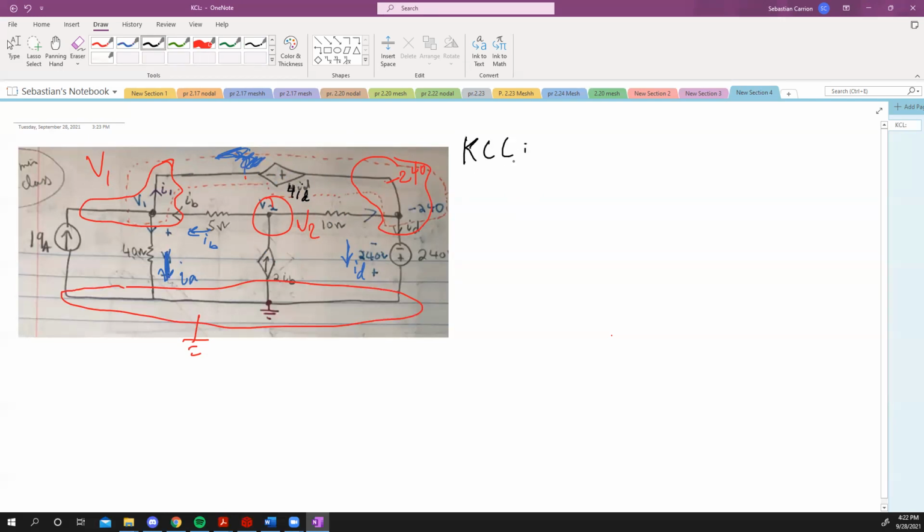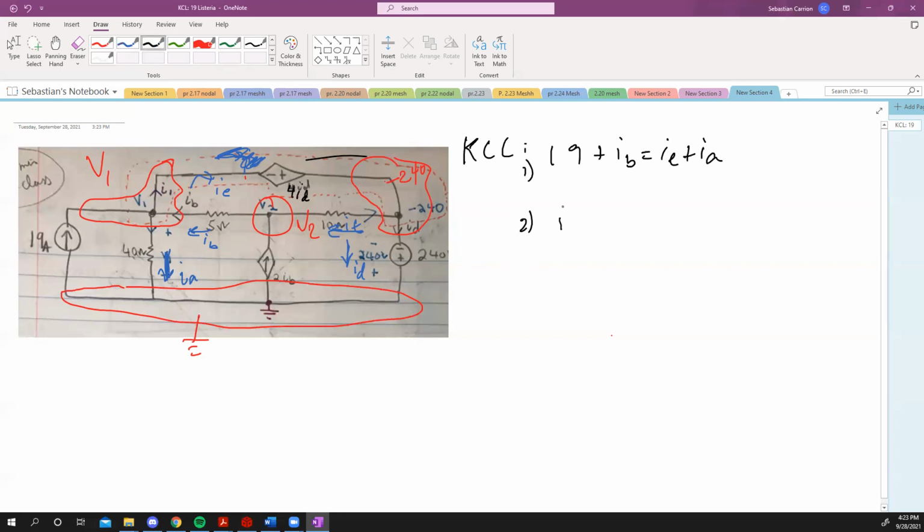KCL, we look at each node. For our node V1, we have 19 plus IB equals, actually, I'll call this IE, IE plus IA, right? That's the first equation. Second equation for V2. Oh, I forgot, is there a current here? We're not given one for that one, so I'm going to assume it's going this way. I'll call this IF.